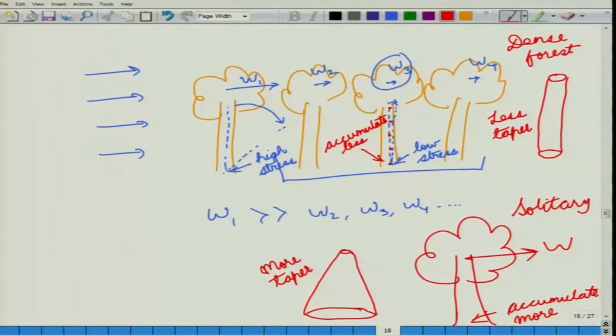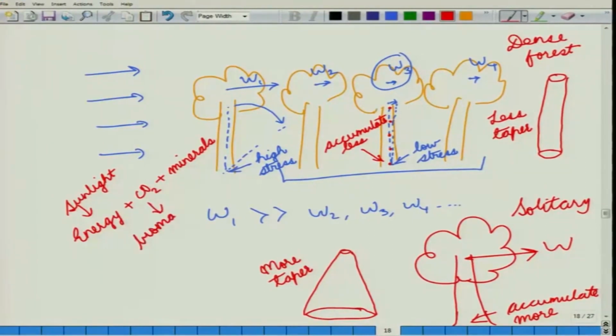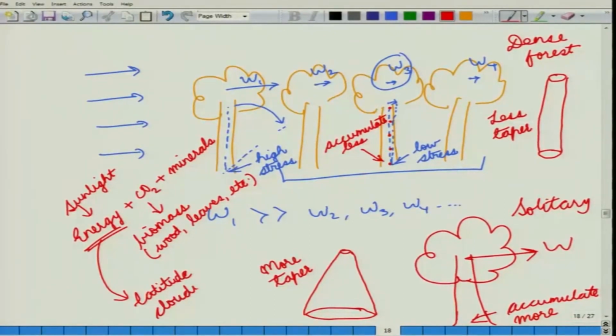Now, there is one other point. A tree is converting energy of sunlight plus carbon dioxide plus minerals into biomass, which can be in the form of wood, leaves, etc. Now, the amount of energy that a tree is receiving at any point on the earth is governed by the latitude of that place, by the cloudiness of that place, and by the topography of that place.